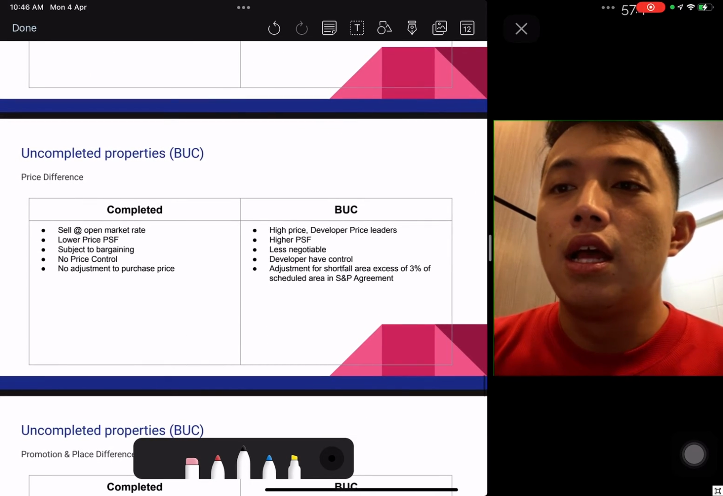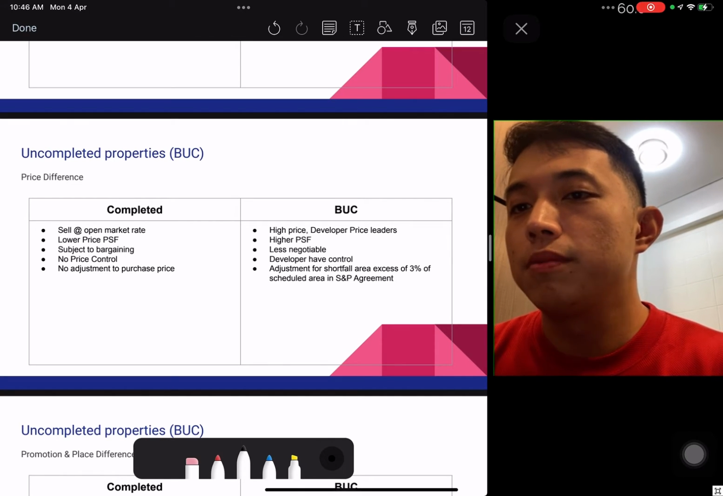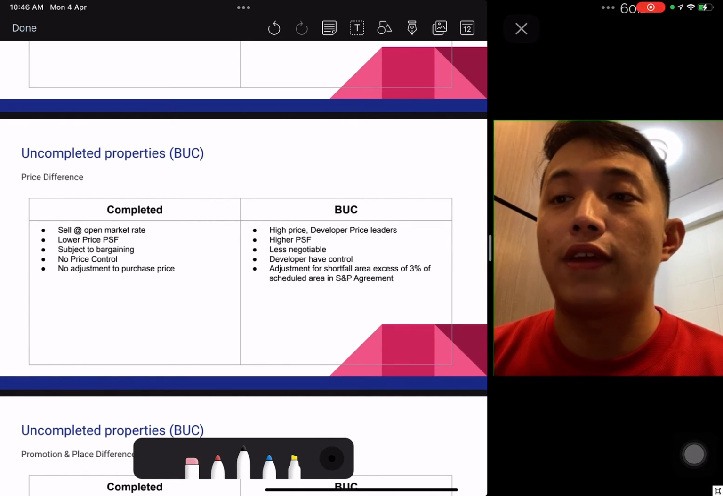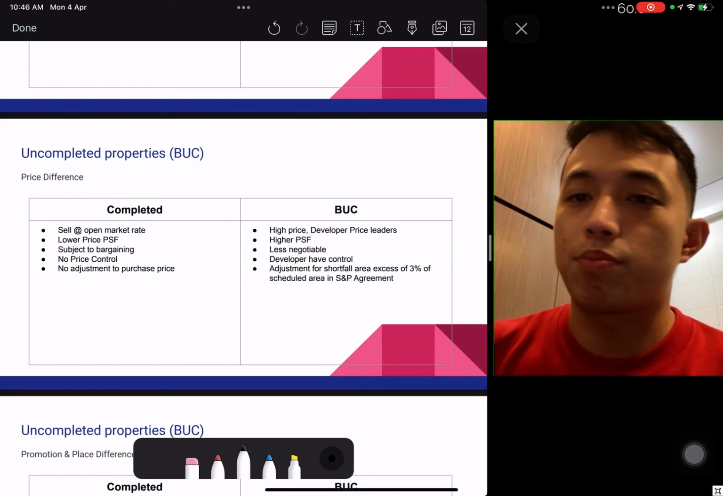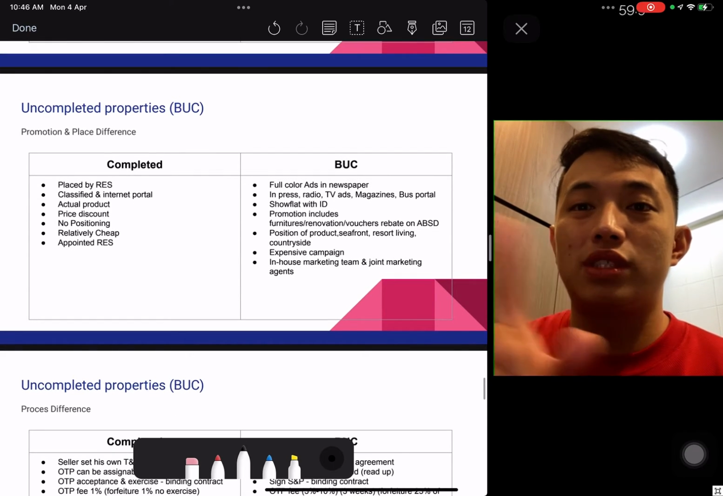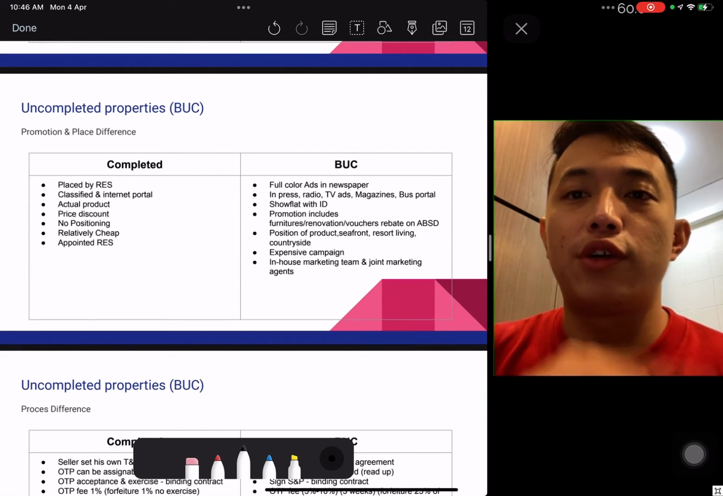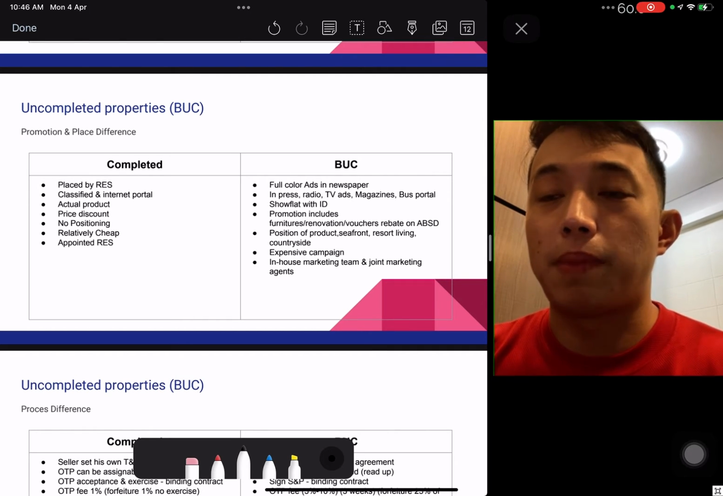There will be a higher developer price, higher PSF, which is not negotiable. Developer has control over the price. If any area is more than 3% less than the S&P, there will be a price adjustment. So guys, if you need to compare the table, please pause my video and watch it yourself. I will only go through the building under construction part.